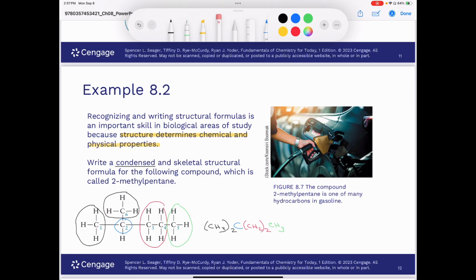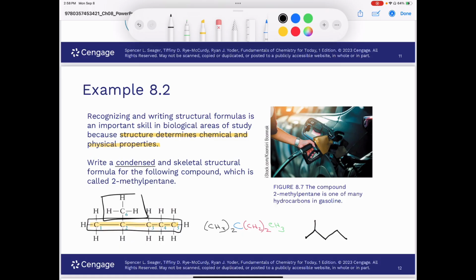Now, if I want to draw a skeletal formula, I'm just going to erase some of my work here. Here's how I would do it. I'd find the longest chain of carbons. So you see how there's 5 carbons in a row here? 1, 2, 3, 4, 5. The way I'm going to do it is that when my pen touches the screen like this, that's carbon number 1. I'm going to go 1, 2, 3, 4, 5, like this. So now I've covered all 5 of these carbons, and you can see on carbon number 2, I've got another CH3, and so there's my skeletal structure.